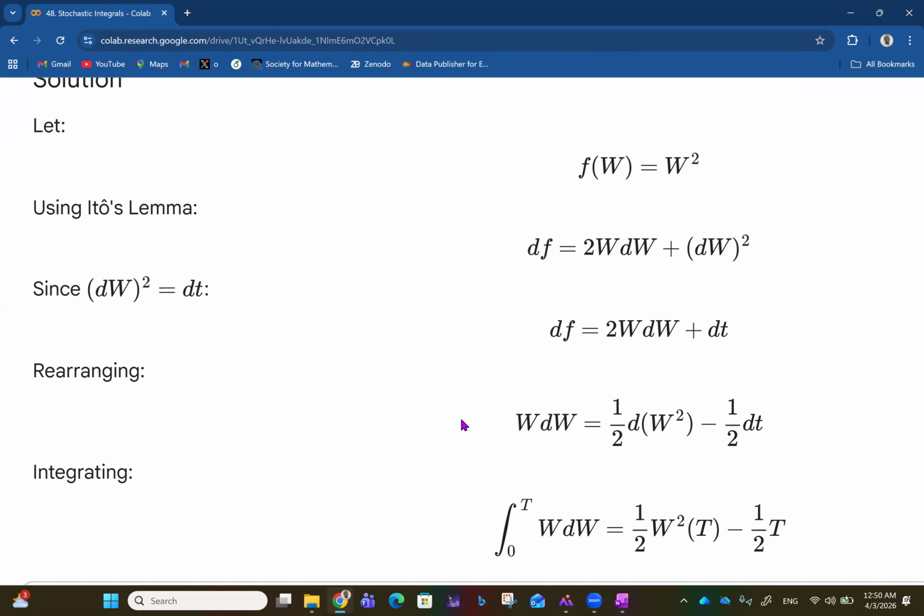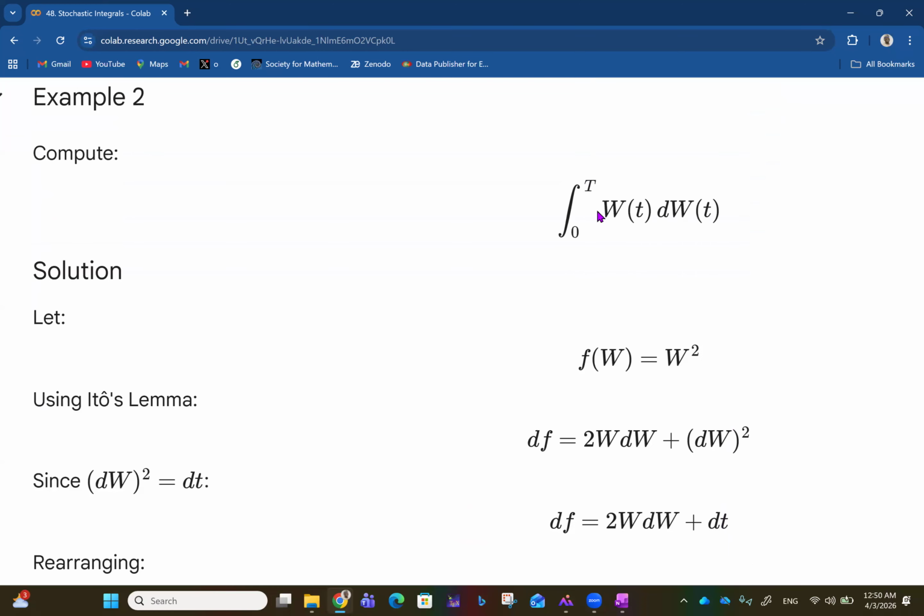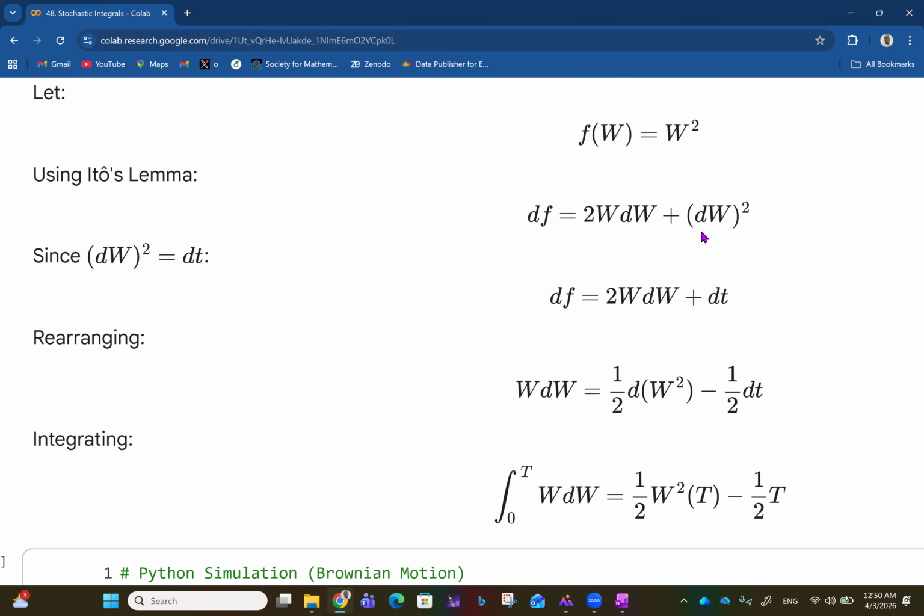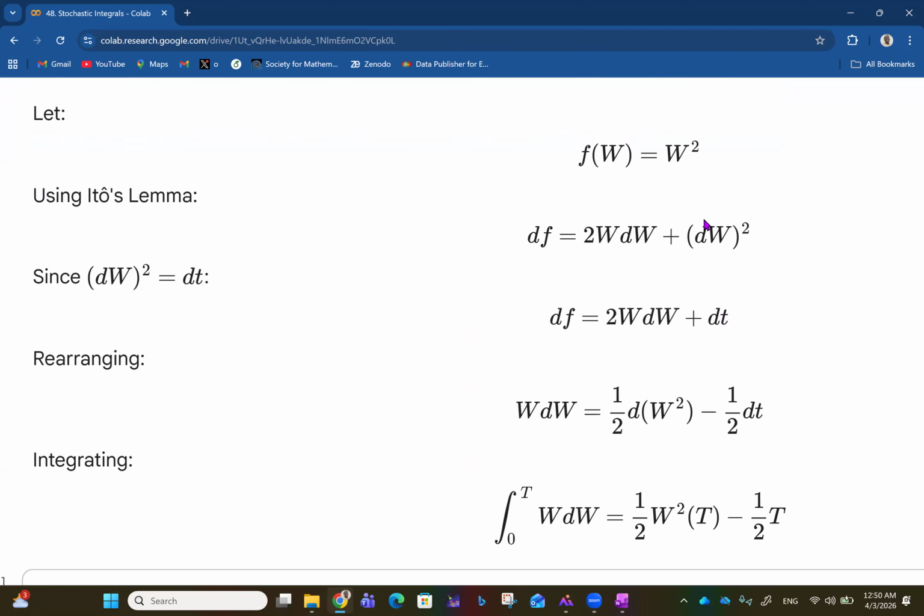So if you rearrange, what exactly we are doing is we want to do the integral from 0 to t of w of t dw of t. That's exactly what we have there. So in this case now, if you rearrange this, we have that df is 2w dw. Okay, the dw squared is dt, so we've got that.